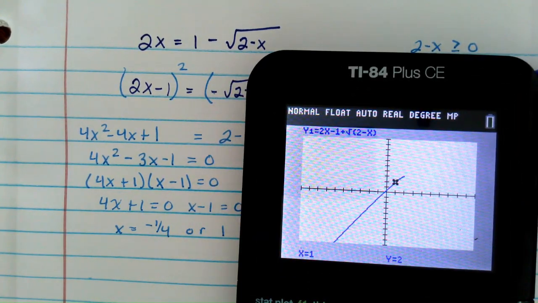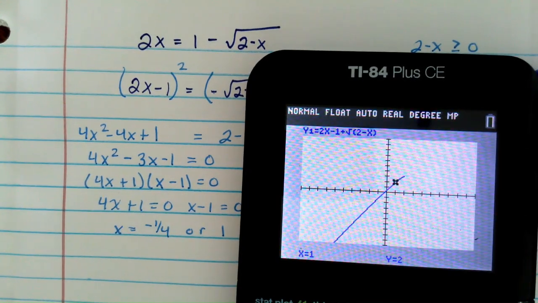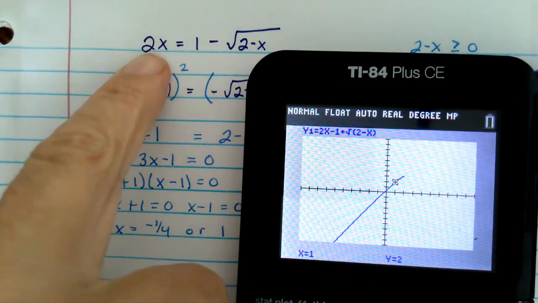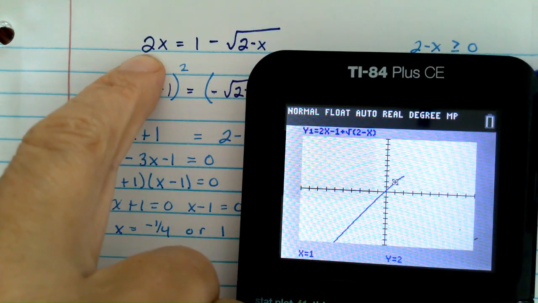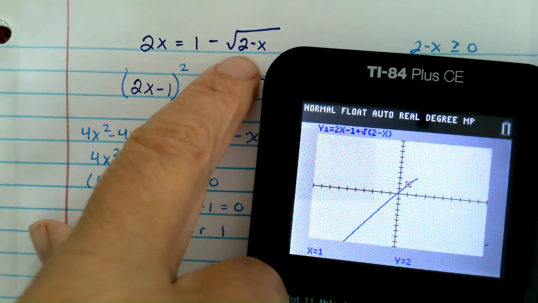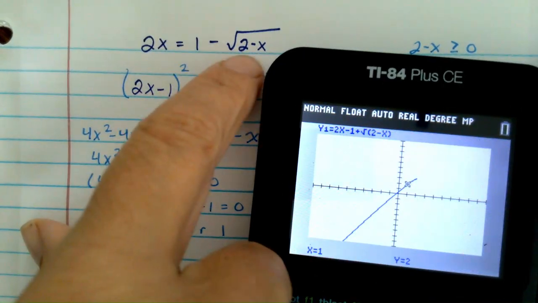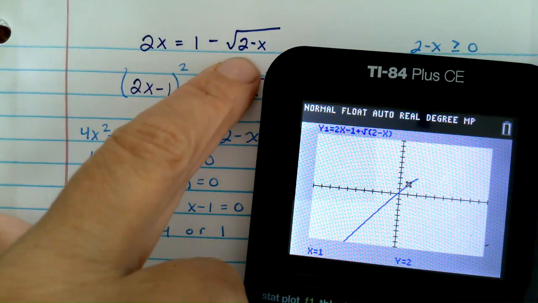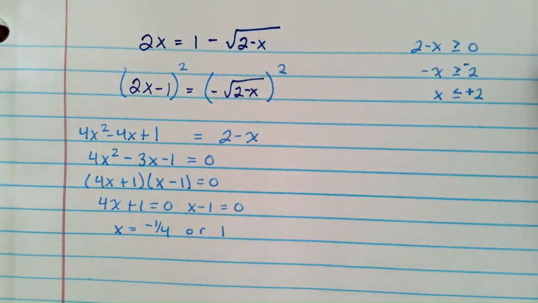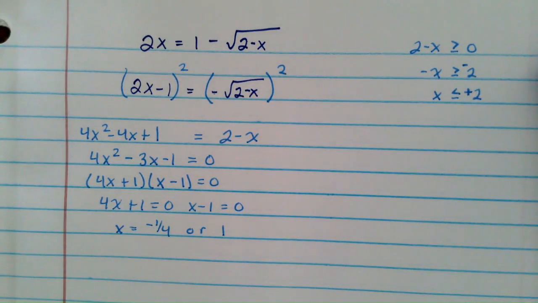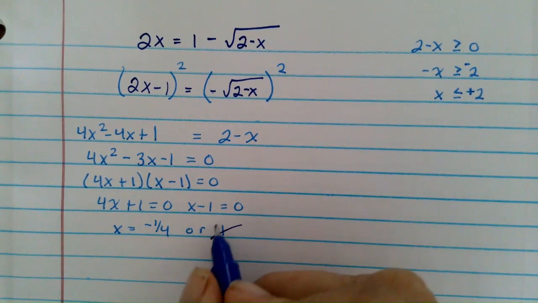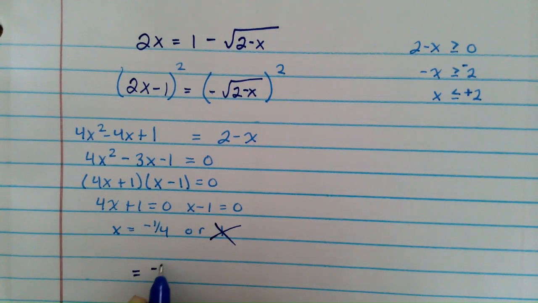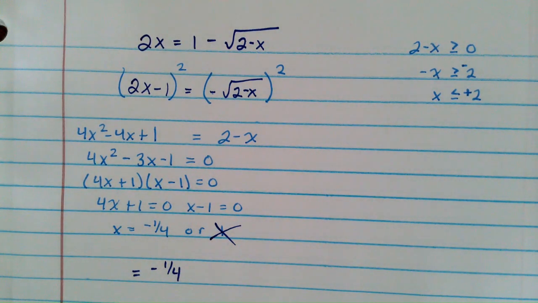1? Nope. And the reason for that is one side is probably a positive number and the other side is a negative. Let's double check. If I substitute 1, 2 times 1 is 2. But if I substitute 1 into here, I get 1 minus the square root of 1, which is 0. And 2 does not equal 0. So 1 does not work when you substitute it back into the original. So 1 is extraneous. The only answer is negative 1/4.